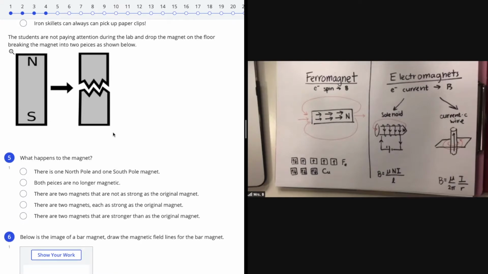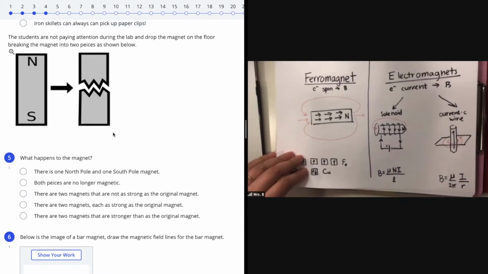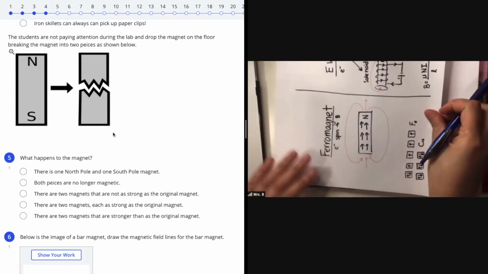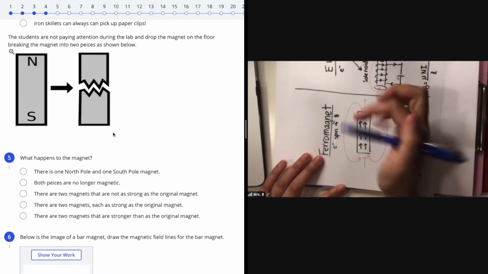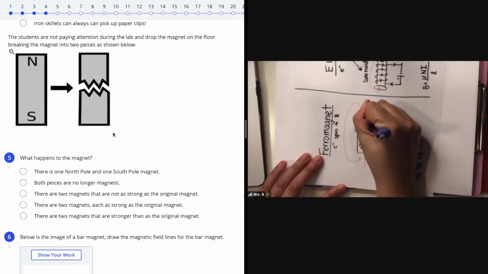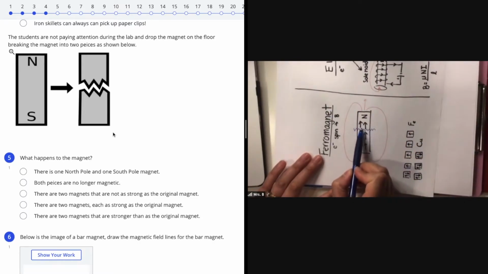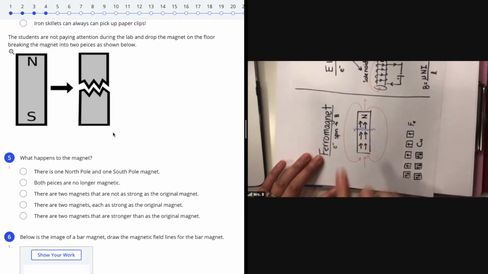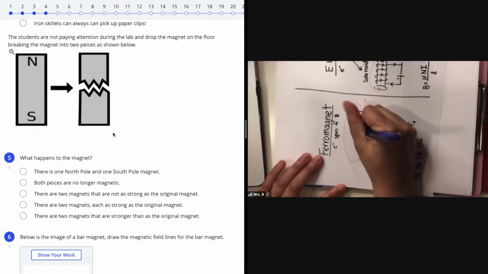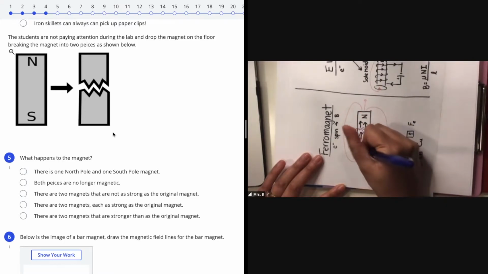When the 2 students drop the magnet onto the floor, they break the magnet into 2 pieces. What's going on here is that when you break it in half, and let's rotate it so it's the same orientation as the picture, you can't split an individual atom. So this break makes a south pole at the back end of this magnet and a north pole on the front end of this one.